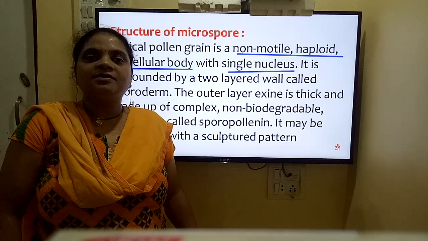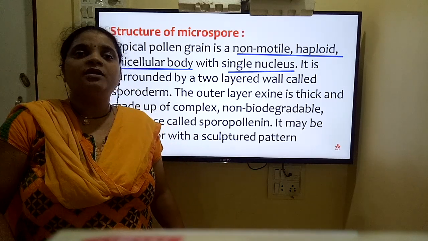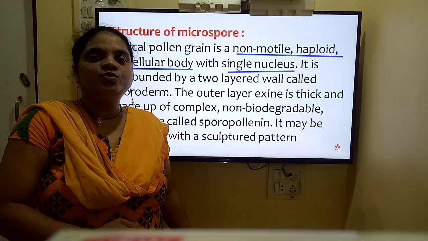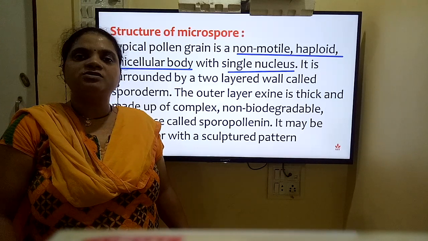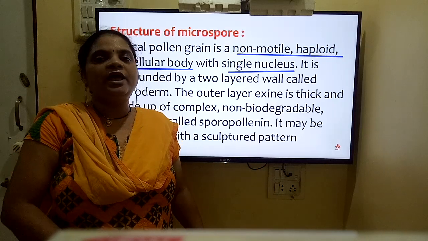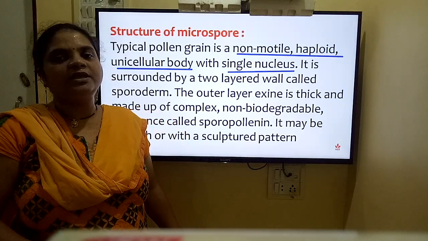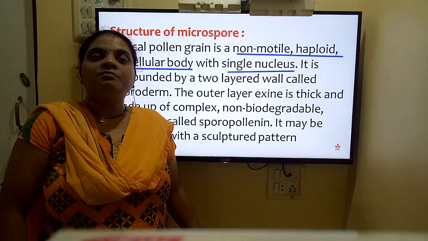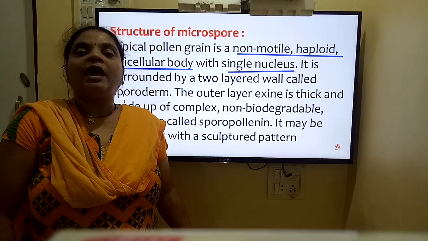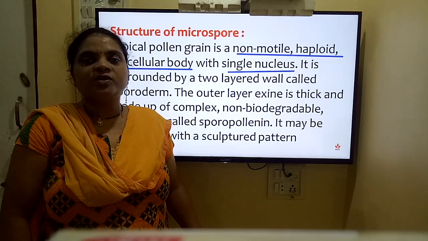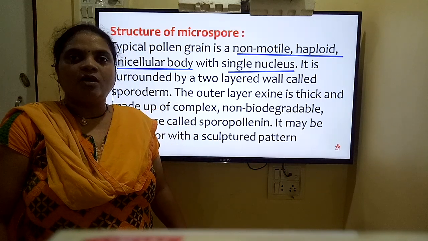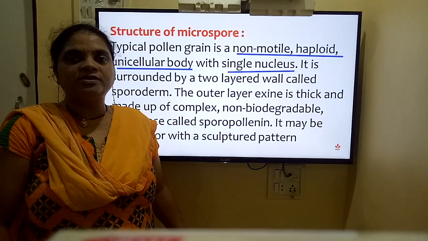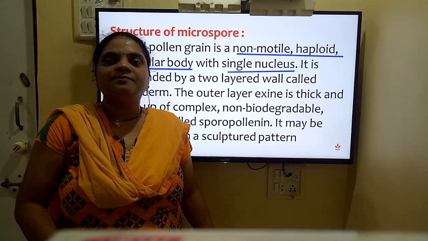So this exine is sometimes smooth and sometimes sculptured. Sculptured, we can also say spinous. The smooth exine we observe in the pollen grains of monocotyledon plants, and the spinous sculpture we can observe in the pollen grains of dicotyledon plants.